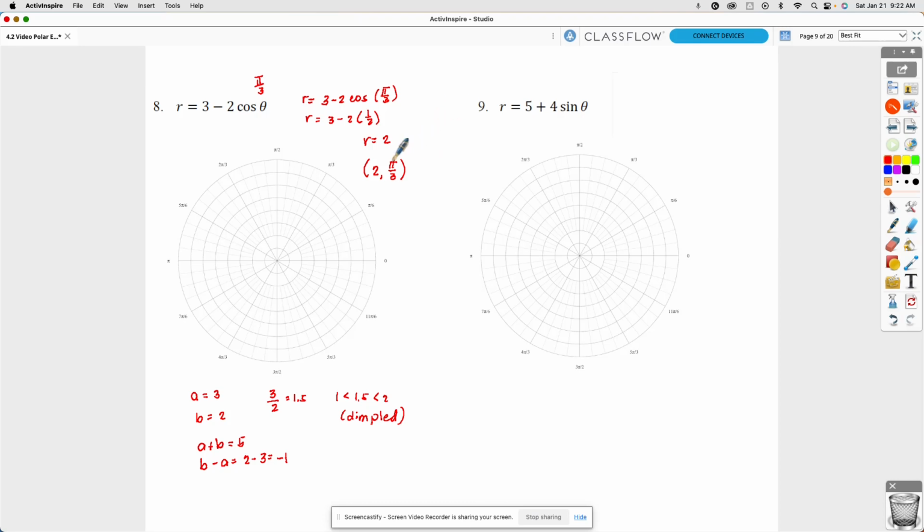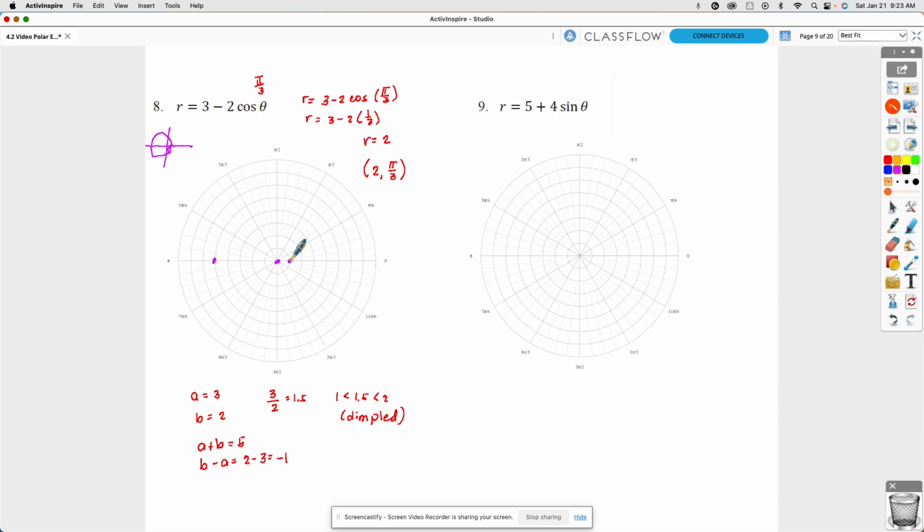So let's plot these points right now. Starting with the pole, okay. Oh, by the way, your dimpled limaçon would look like this. So this is cosine and it's negative, so it would be on the right side, something like this. So we have the intercepts. Let's do A plus B first. It's equal to 5. So we count 5 units. 1, 2, 3, 4, 5. And then your B minus A is negative 1. So we'll count it onto the other side.